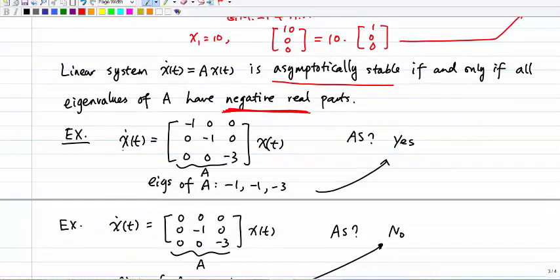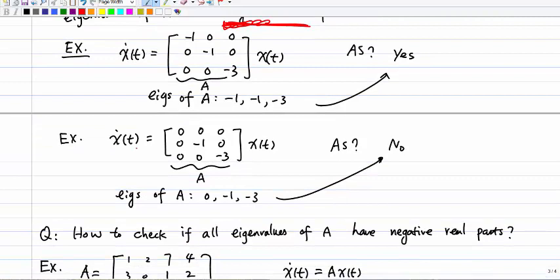If you give me an example here, x dot t is equal to the diagonal matrix with entries -1, -1, -3, we want to verify the system is asymptotically stable. We just need to verify the eigenvalues, make sure the eigenvalues have negative real parts. Because it is a diagonal matrix, the eigenvalues are just the diagonal entries, which are -1, -1, -3. They are negative. So you can say yes, it is asymptotically stable.